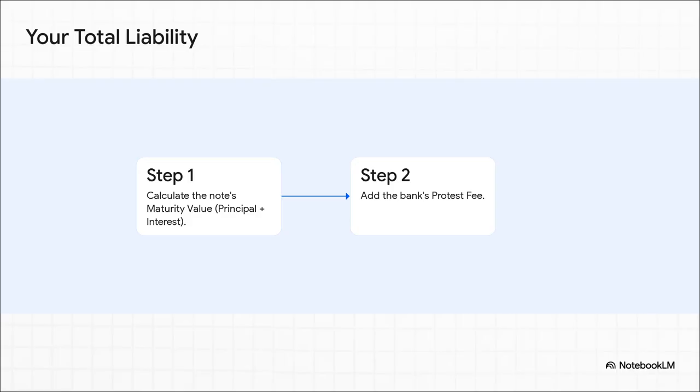So, how do we figure out exactly how much you owe the bank? It's actually a super simple 2-step process. First, we need to calculate the note's total maturity value, that's principal plus all the interest. Then, we just tack on the bank's protest fee. Add those two together, and that's the total cash you've got to hand over.